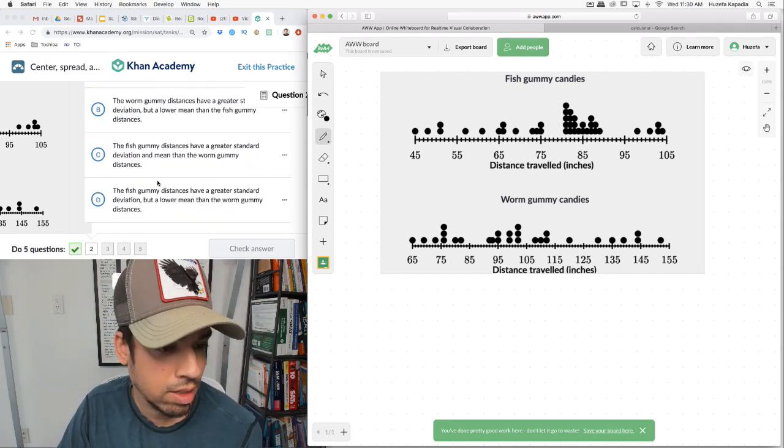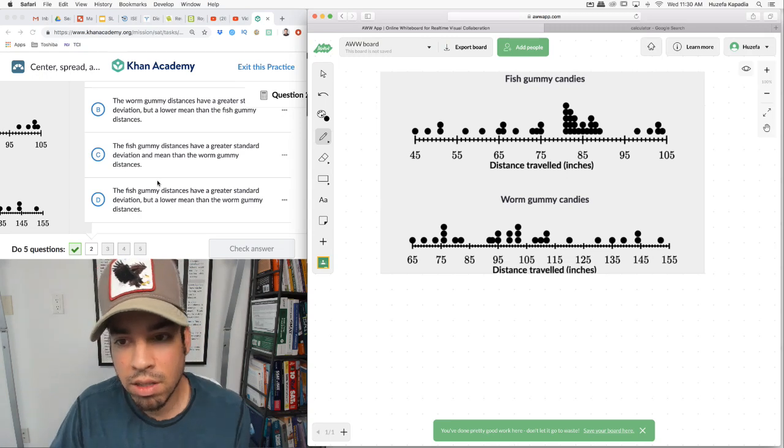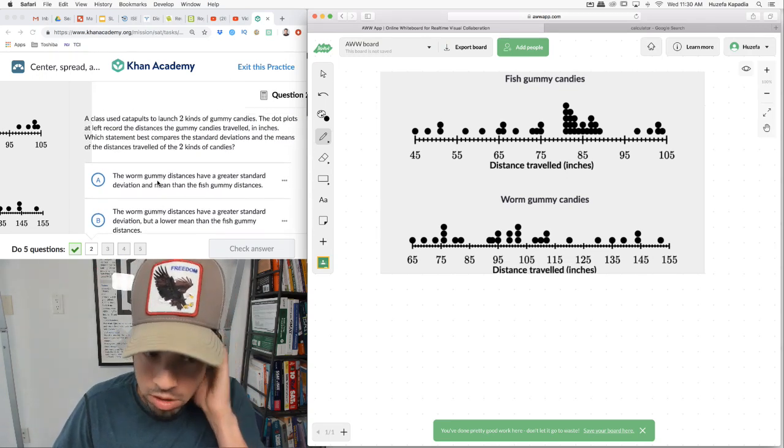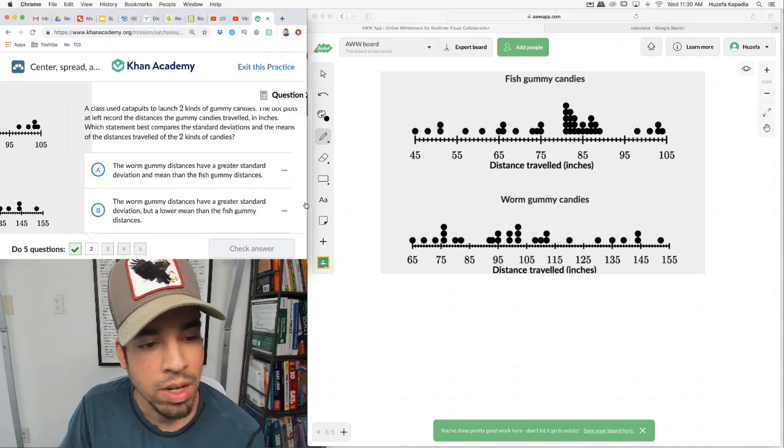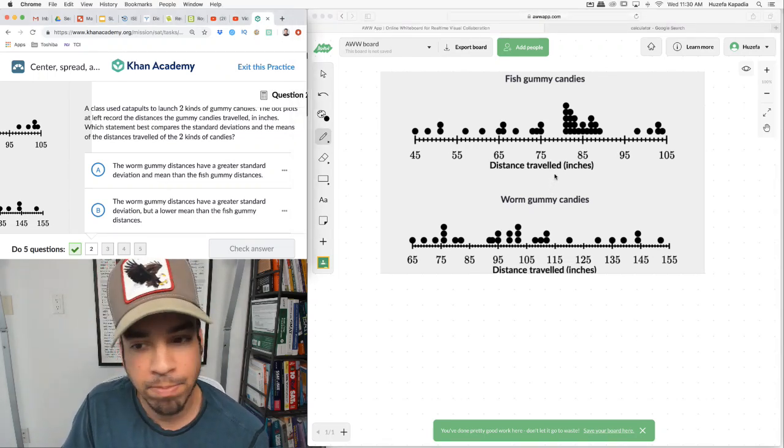So right off the bat, C and D are out, because I already said the fish gummies have the smaller standard deviation. So the worm gummies have the greater standard deviation. It's either A or B. That's pretty good. Now we've got to compare the means.